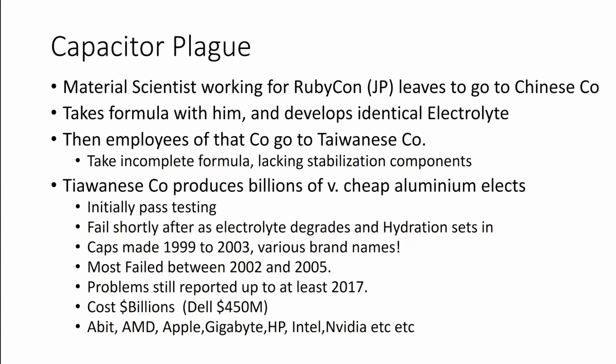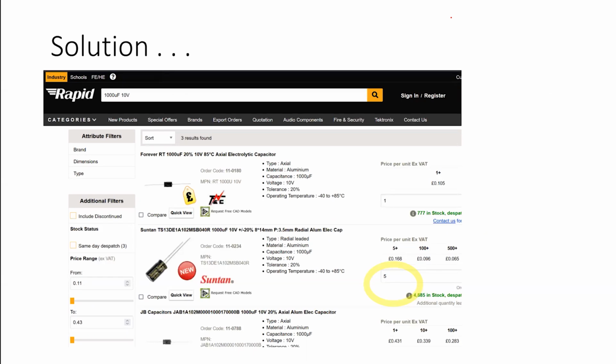I'm still talking about this dodgy electrolytic and my little signal generator. So go to the Rapid website, and a decent 1000 microfarad electrolytic capacitor would cost, well, 5 of them for £1.68. So it cost Dell $450 million. It's going to cost me about 30 pence. And actually, it's going to cost me less than that because I had an electrolytic in stock that I could just pop in here. I just went into the cupboard in the TARDIS and picked one up and popped it in.